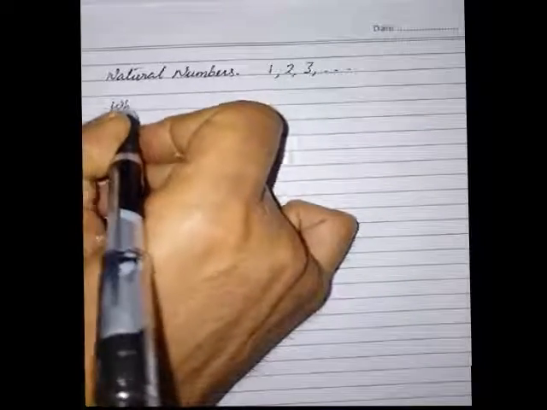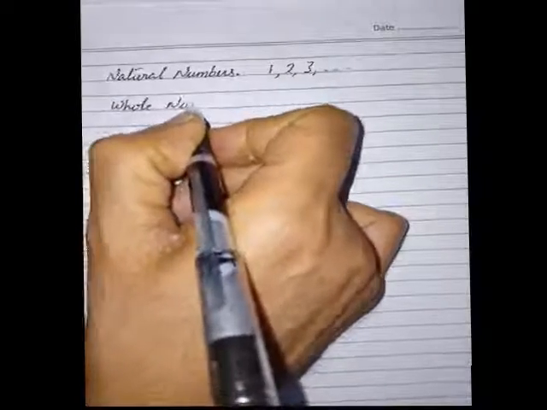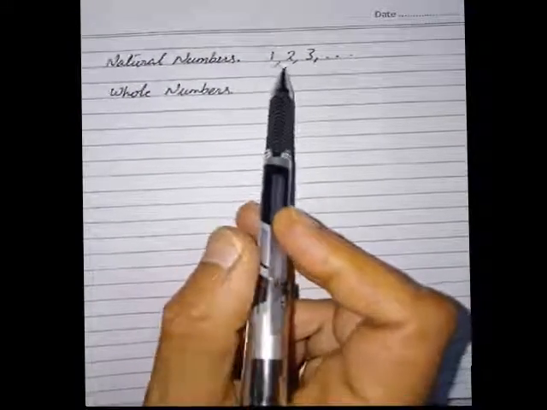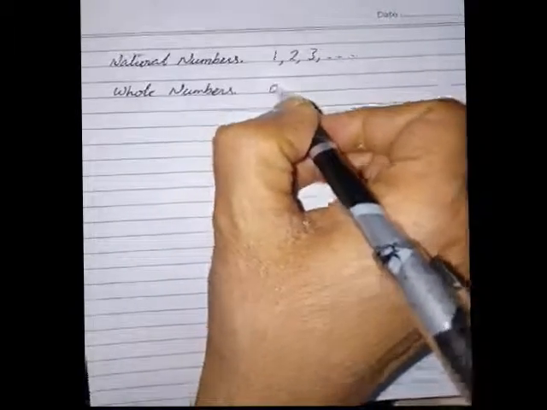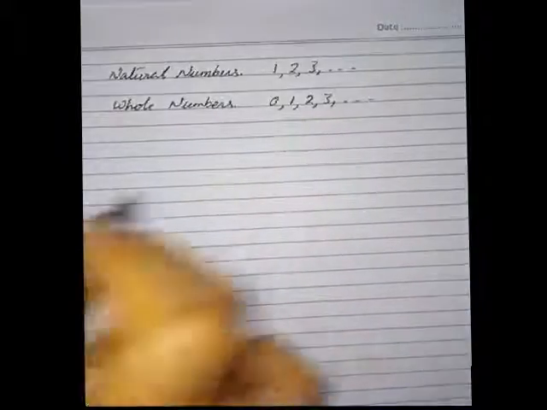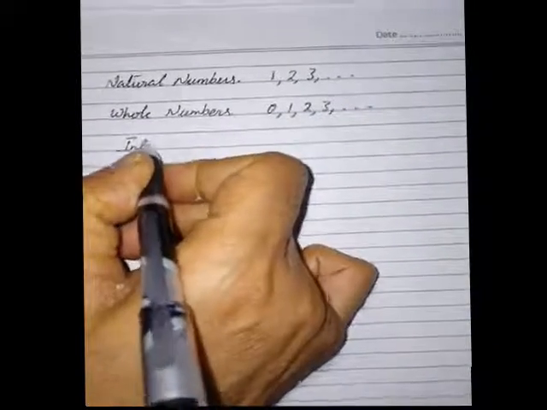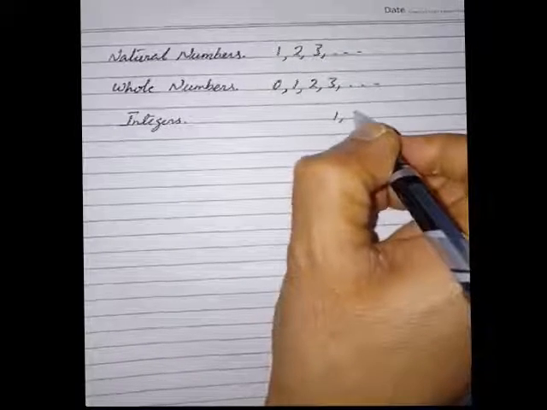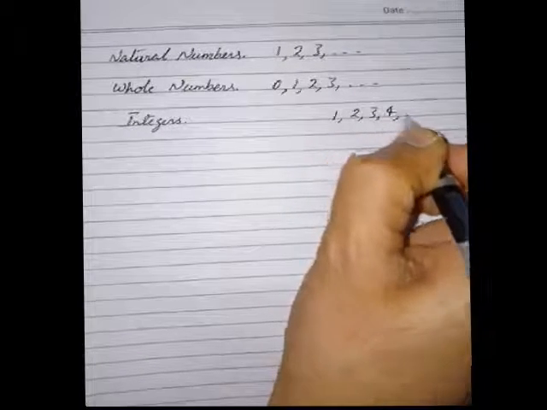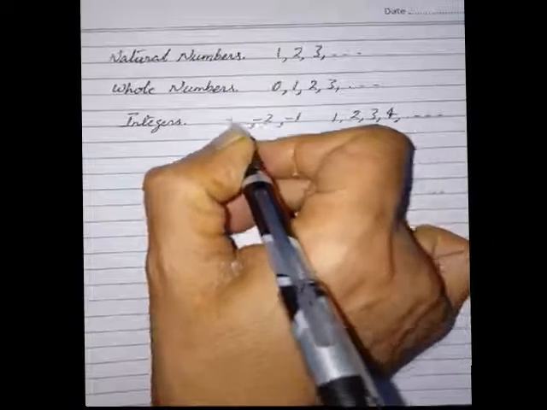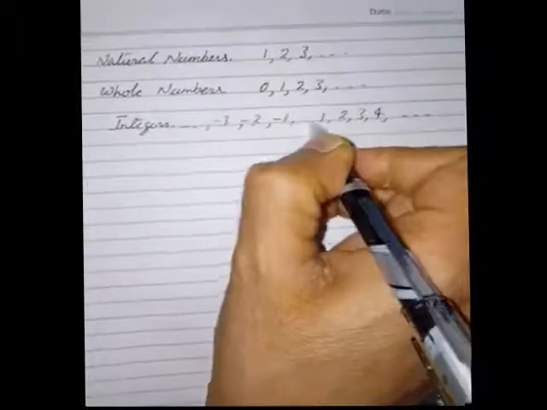Next is the whole number. The set or the family of whole numbers is larger than that of natural numbers, because whole numbers start from 0 and go up to infinity. Then come integers, where integers are natural numbers and their negatives, as well as 0.